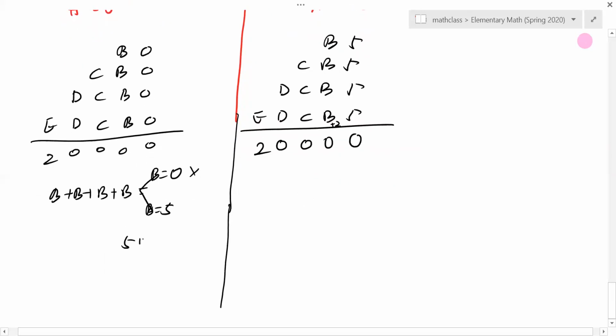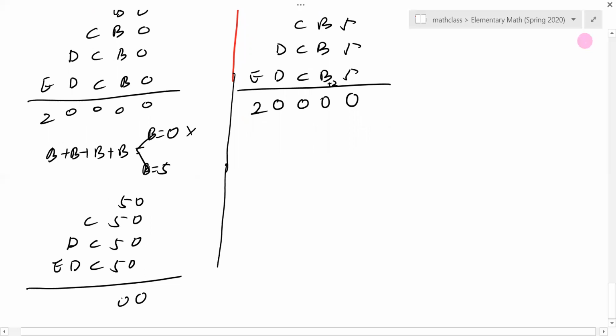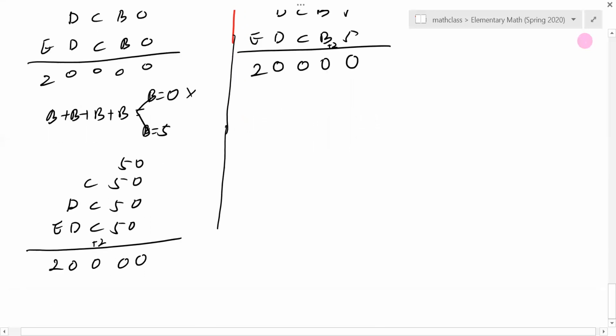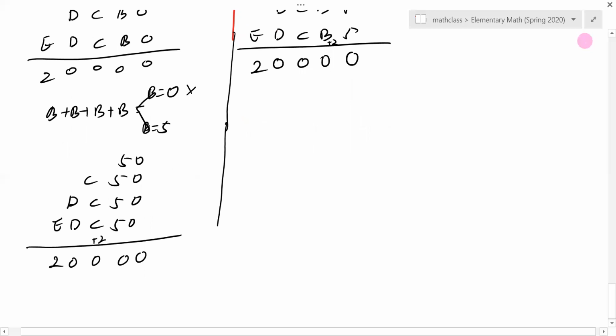That's pretty C50 and the DC50 and the EDC50, okay? So now we can quickly get 0, 0, and then plus 2, right? So I think D plus what you can get. Can you get C? I think C is going to be quickly. You can see that C is going to be 6.